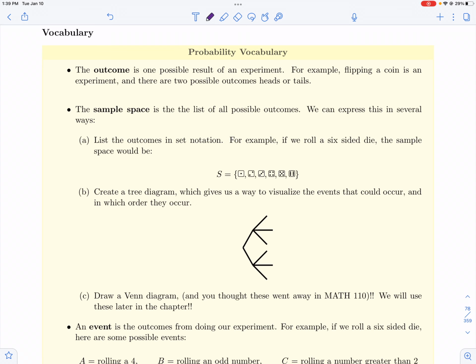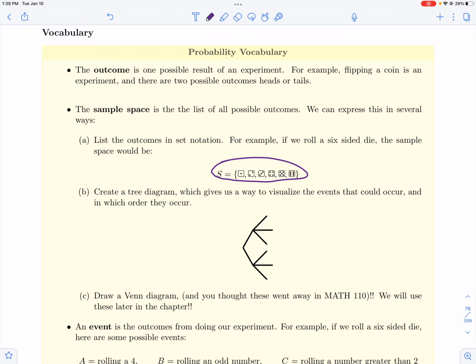The sample space gives us a list of all the possible outcomes that could actually occur for whatever event we're interested in. I've got some examples here. If we're rolling a six-sided die, then the sample space would just be all the possible numbers: 1, 2, 3, 4, 5, and 6, like we have here. Notice the way we list these, we just list them out in brace notation, and the S just labels what that set is called.